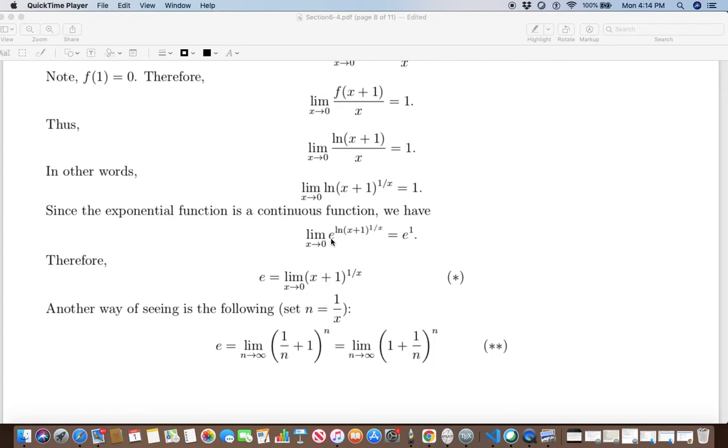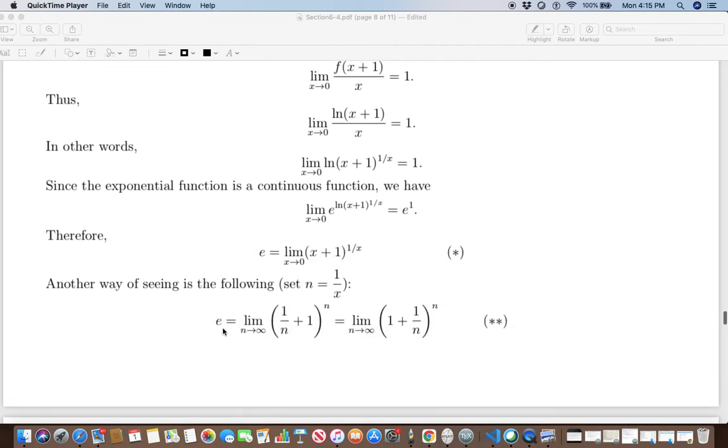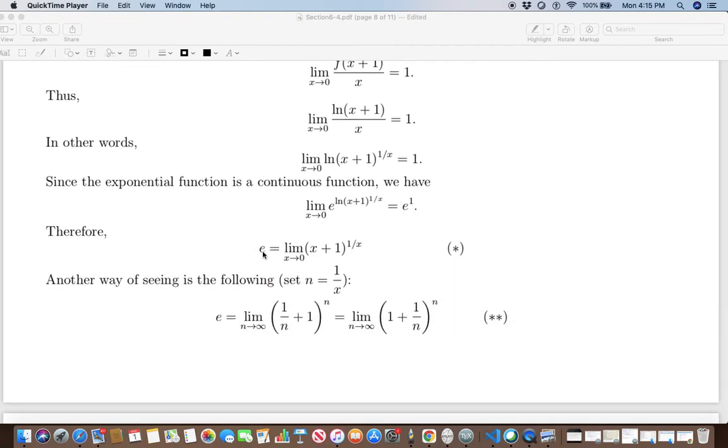Well, the whole point of taking the exponential is they cancel each other. I'm left with (x plus 1) to the power 1 over x, limit as x approaches 0. e to the power 1 is simply e. I have written this first just to tell you this is the definition of e. This is the number e as a limit, the Euler number e: limit as x approaches 0 of (x plus 1) to the power 1 over x.